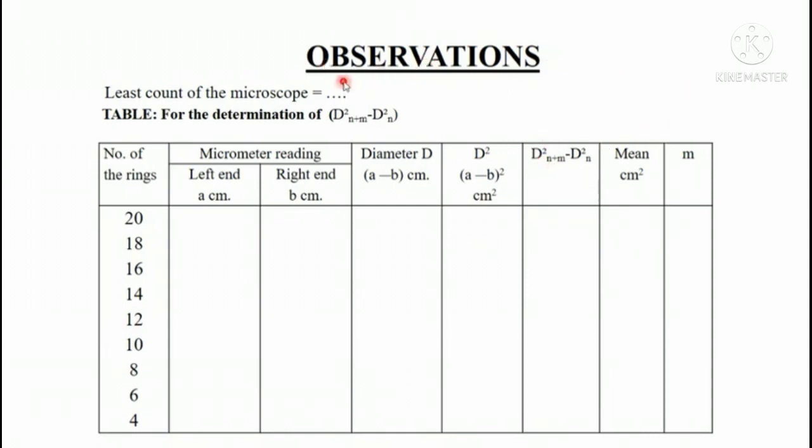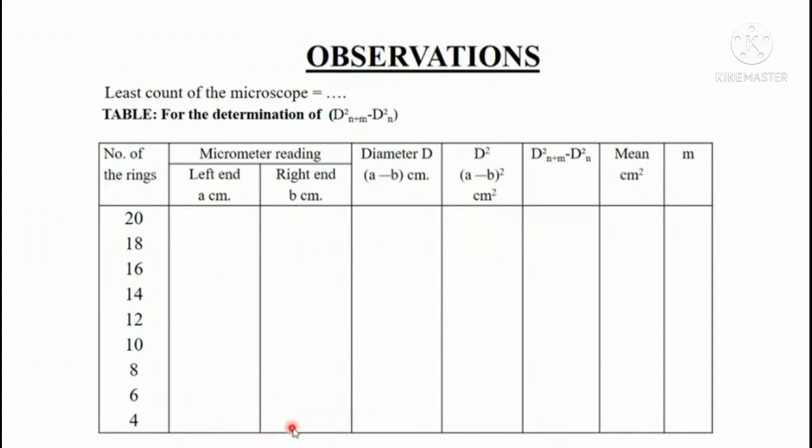So first of all, we'll note down the least count of the microscope, and this is the table for the determination of diameter. As I told you, we take it to the left end and then take the micrometer reading for say the 20th ring, then for the 18th ring, and this way we keep on moving towards the right hand side and take the readings for 18th, then 16th, 14th, 12th and so on for the 4th or second ring.